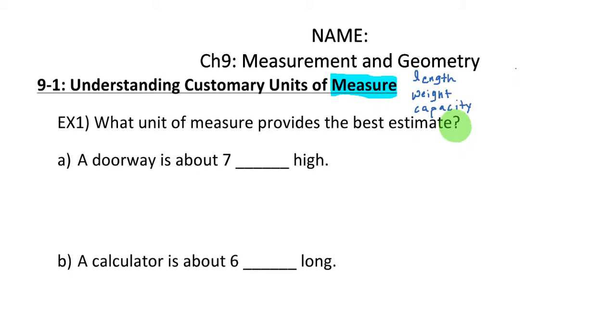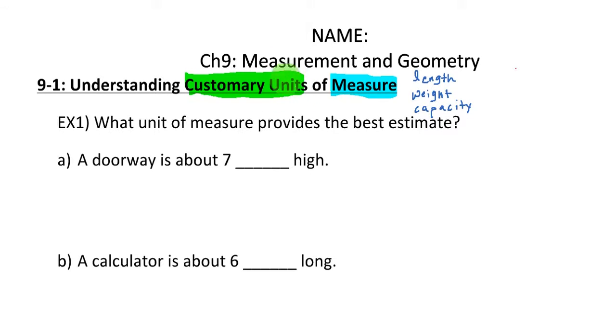Some good examples for capacity are how much does a water bottle hold, how much fluid, or an elevator, how many people does an elevator hold? Well, each of these different types of measurements, length, weight, and capacity, have their own customary units assigned to them.